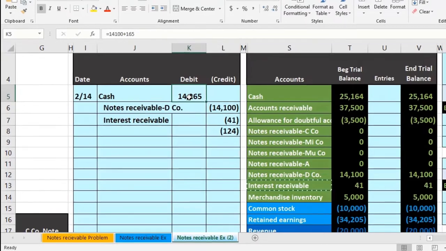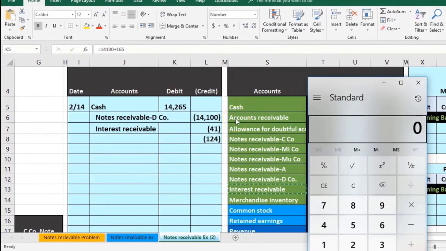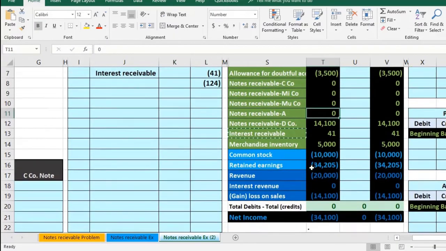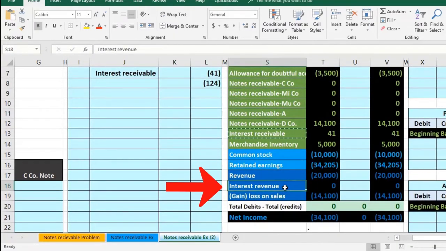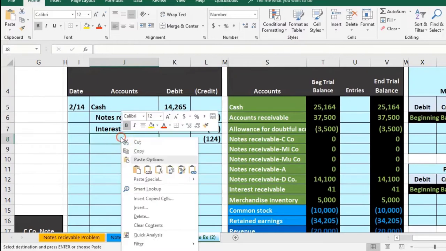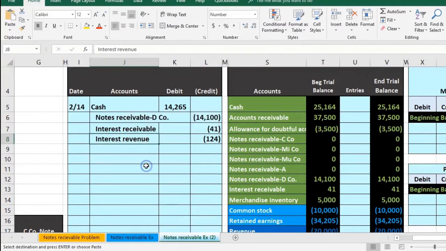Now we could have taken the 165 minus the 41 gives us that same 124, meaning total interest was 165, 41 of it was earned last time period, 124 then earned this time period. That then is going to go to the current income statement account of interest revenue. Interest revenue is a credit balance account. It being revenue, it always goes up in the credit direction, as is happening here. I'm going to right click and copy. We're going to paste that in J8, right click and paste 123.